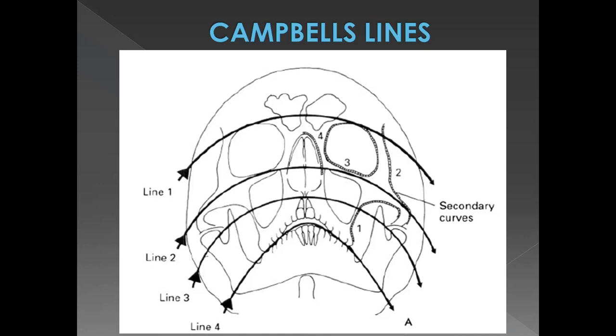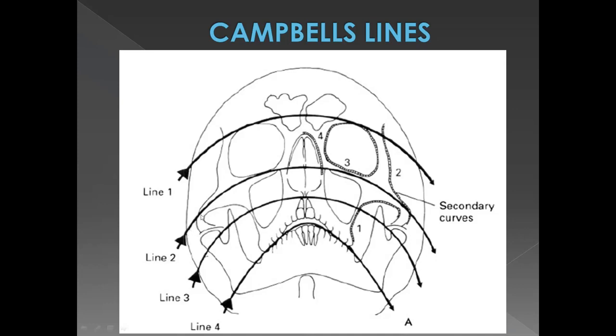T-R-A-P-N-E-L-L, Trapnell. So 4 lines are of Campbell and the 5th line is by Trapnell. So line 1, it basically passes from the temporal bone on the side and passes from the superior orbital rim, frontal sinuses, and the superior orbital rim on the other side to the temporal bone on the opposite side. So this is line 1.